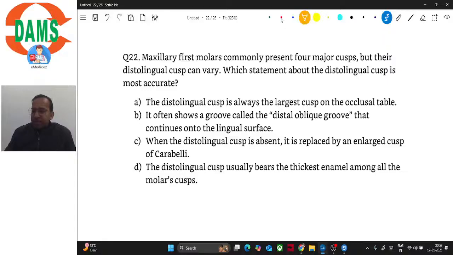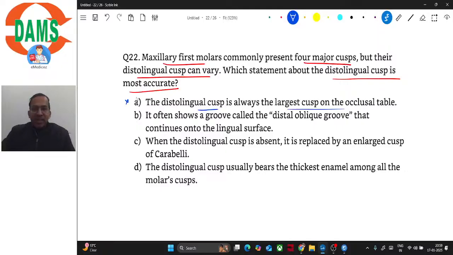So next question. Maxillary first molar commonly presents four major cusps, but the distolingual cusp can vary. Yes, we know that. Distolingual is the secondary cusp, isn't it? And it decreases in size from first to third molar. So which statement about the distolingual cusp is most accurate? And I think I might have already answered this question. So option A says that the distolingual cusp is always the largest cusp on the occlusal table. So obviously this is incorrect.